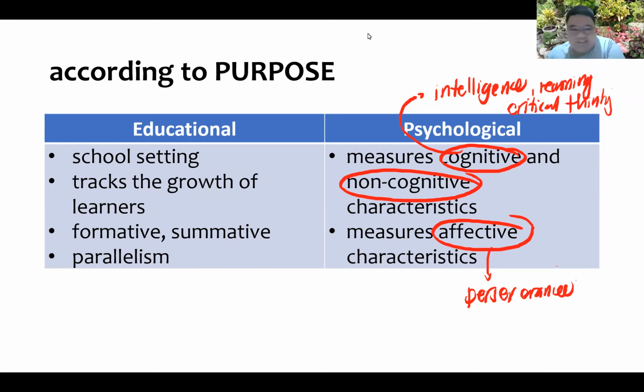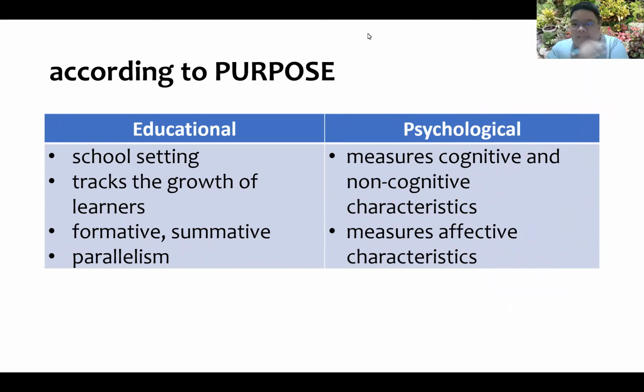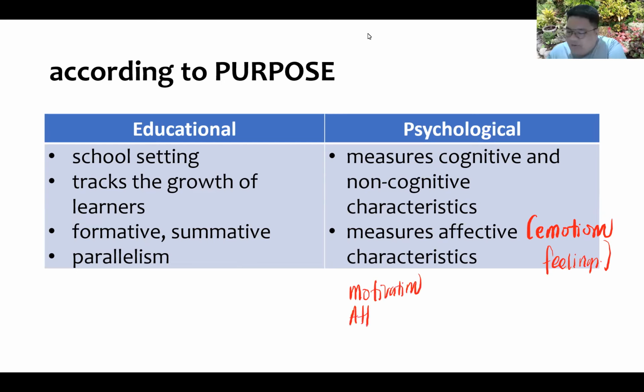Now, if you would look at naman affective, when you say affective class, what's your keyword for affective? When I say affective, does it pertain to knowledge or does it pertain to emotions? So class, tama. When I say affective, oftentimes they pertain to our emotions. Oftentimes, class, they pertain to our feelings. And one example of that, as Colette here has shared, is motivation. And then you also have attitude for that matter. And then we also have your personality. Okay, those are the common examples of your psychological test.